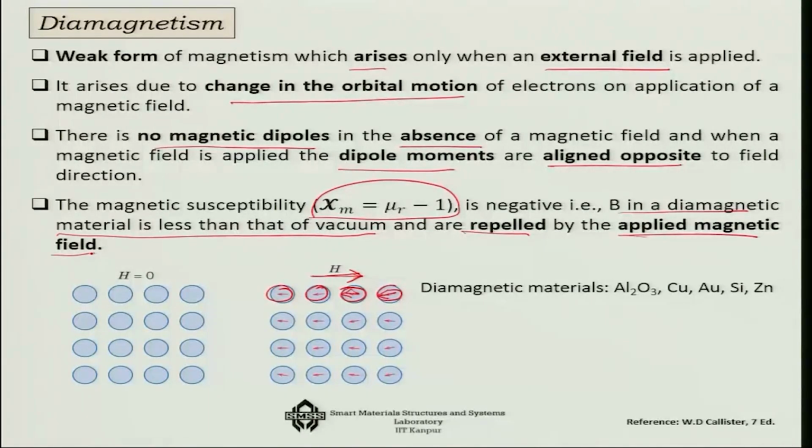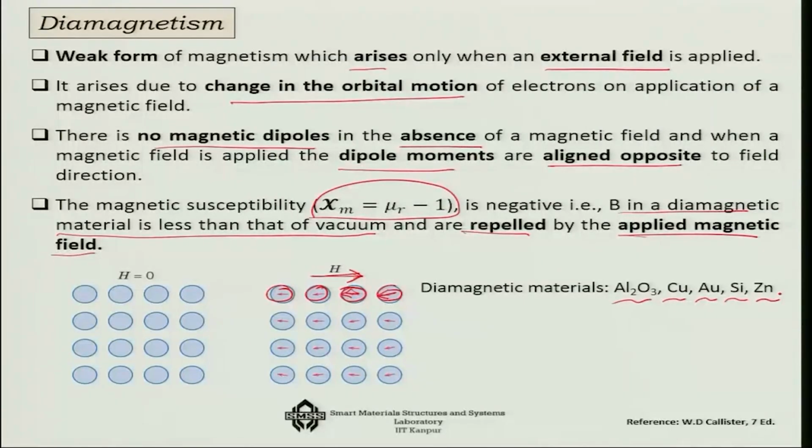The examples of diamagnetic materials are Al2O3, copper, gold, silicon, zinc, etc. One good use of diamagnetic materials is shielding from electromagnetic interactions. Imagine you have a series of such diamagnetic materials as a protective coat, and you have very sensitive electronic circuitry, some ICs.